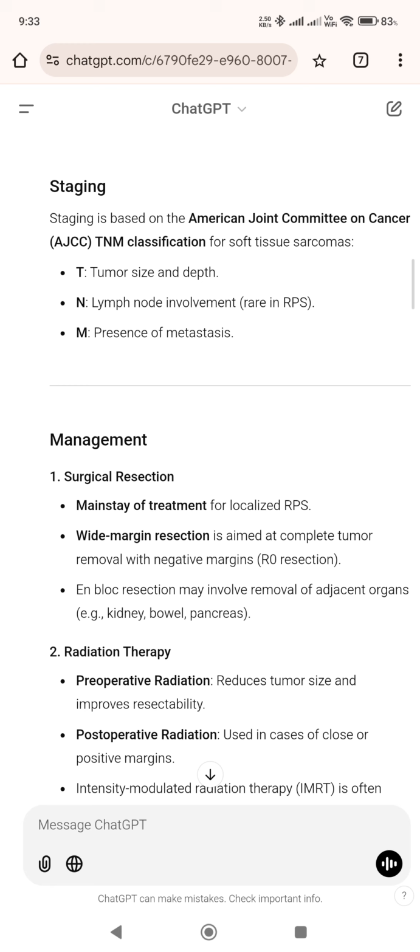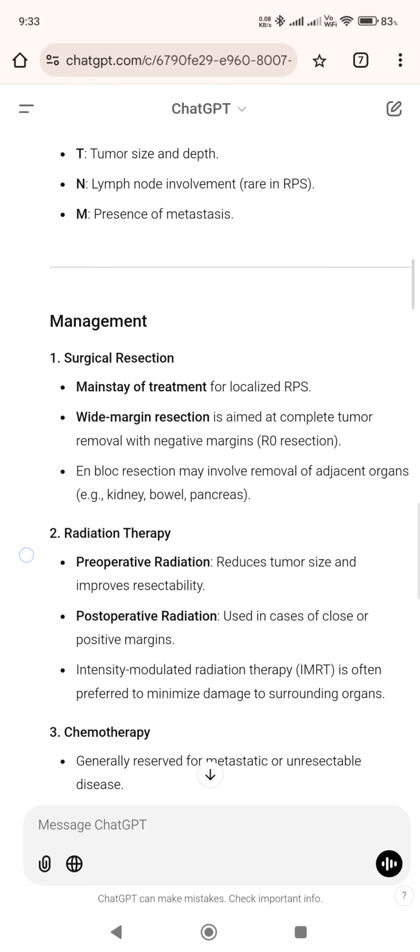Management. 1. Surgical resection, the mainstay of treatment for localized RPS. Wide margin resection is aimed at complete tumor removal with negative margins, R0 resection. En bloc resection may involve removal of adjacent organs, e.g. kidney, bowel, pancreas.